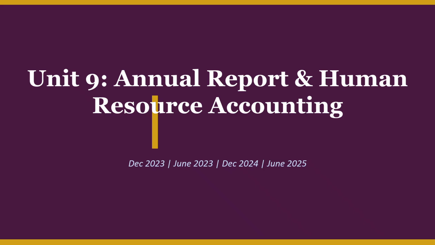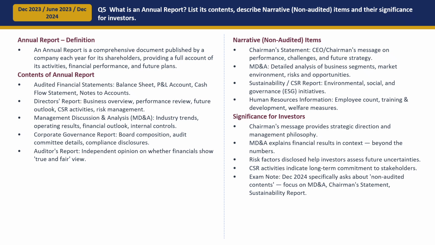Moving ahead to annual report and human resource accounting. An annual report includes financial statements, director's report, auditor's report, and management discussion. Non-audited items like chairman's statement and CSR report are very important for investors. Human resource accounting treats employees as assets and helps in decision making like training and manpower planning.